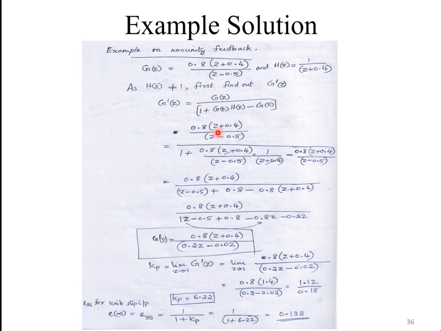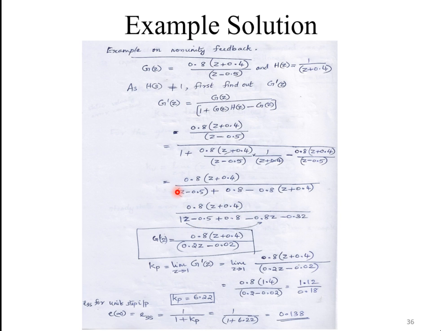So here you can see that if I multiply the numerator and denominator by Z minus 0.5, this is 0.8 into Z plus 0.4 into Z minus 0.5. I am doing that to get it cancelled, and then in the denominator it will be Z minus 0.5 plus 0.8 into Z plus 0.4, and Z plus 0.4 gets cancelled, and into Z minus 0.5 we are doing, that also gets cancelled, so that it will be only 0.8 minus 0.8 into Z plus 0.4 only, because we are multiplying with Z minus 0.5. Okay, so the result will be 0.8 into Z plus 0.4 by 1 Z.